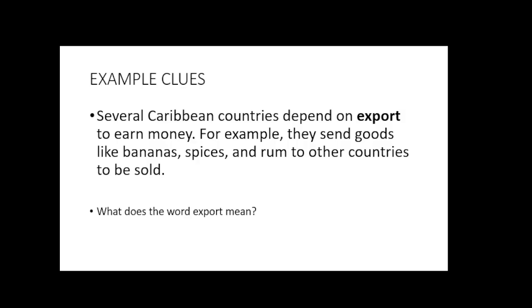Now, in this example, the author included examples of what is exported, like bananas, spices, and rum. This shows that export means sending goods to other countries for sale. The clue phrase, for example, signals that the second sentence is giving examples of what the word means.